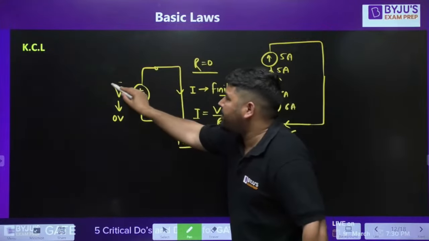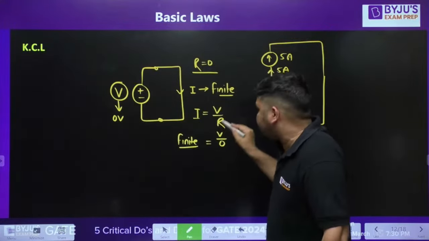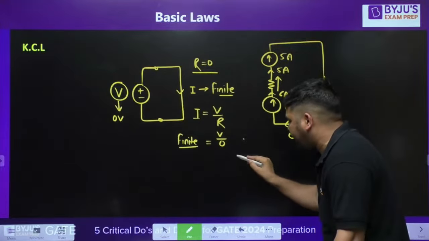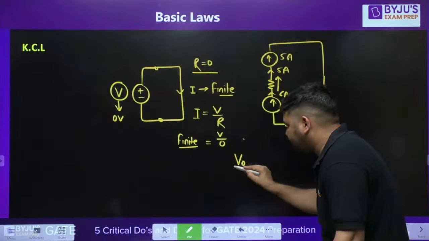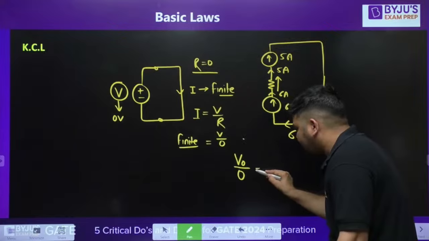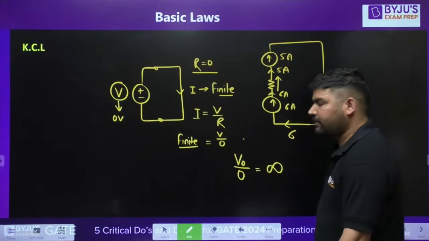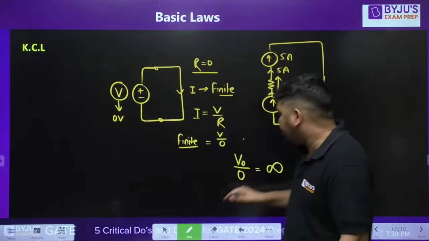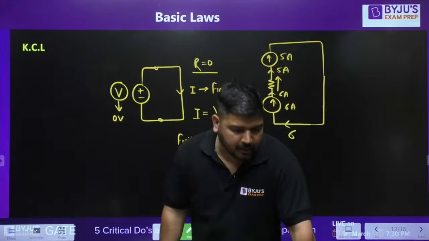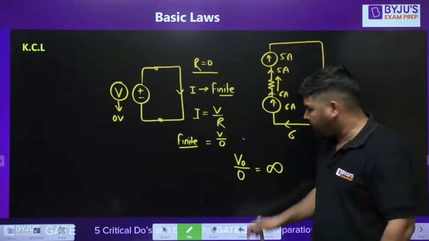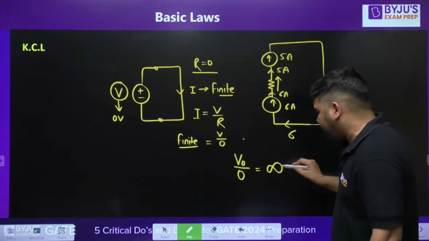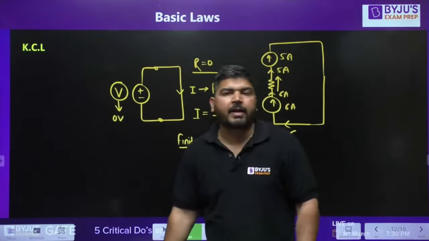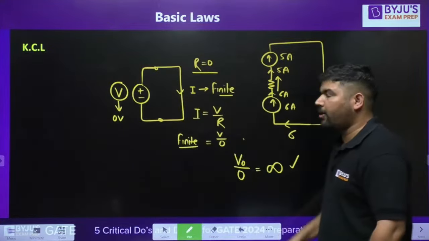But if the voltage is not 0, let's say the voltage is V naught, then the current has to be infinite. You will get undefined current, infinite current. So this is the problem. We call it indeterminate, or infinite. You get infinite current. I hope it is clear.